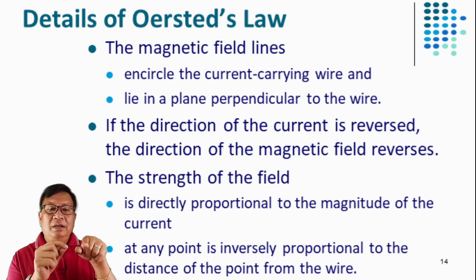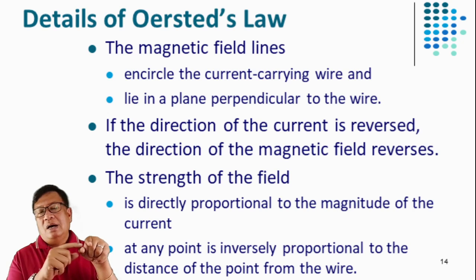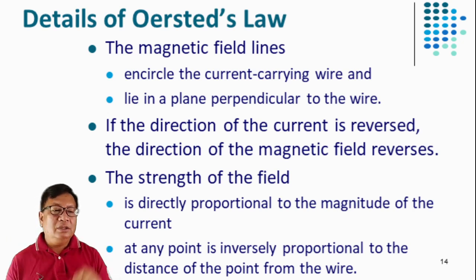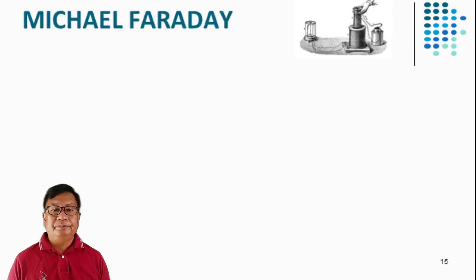So, ibig sabihin, the strength of the magnetic field nearer to this current carrying conductor is greater compared to the strength of the magnetic field away from this conductor. So, yun po ang ibig sabihin dito, na the strength of the field at any point is inversely proportional to the distance of the point from the wire.